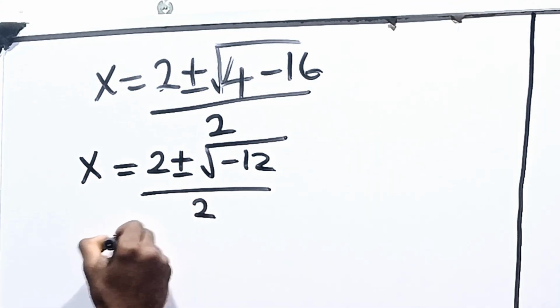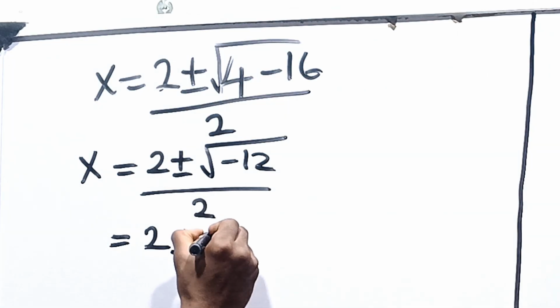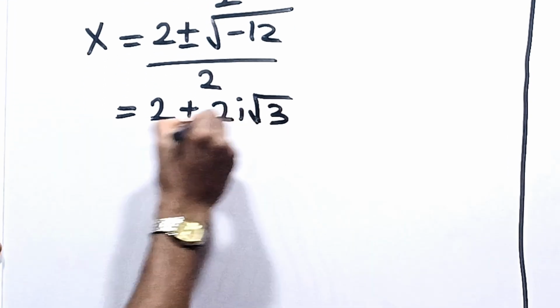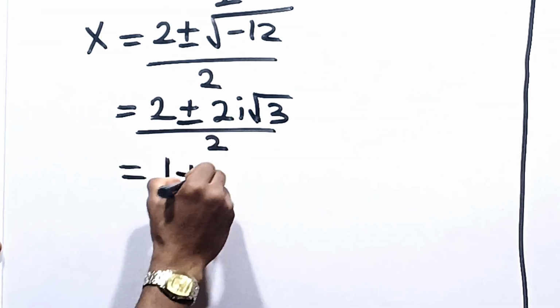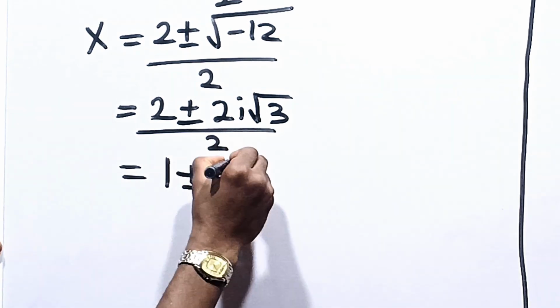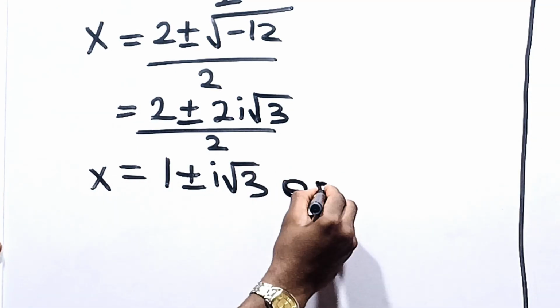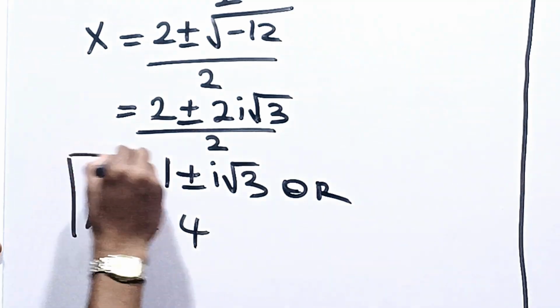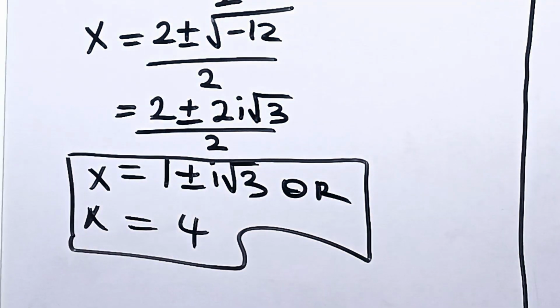From here, x is equal to 2 plus or minus the root of negative 12, which is the same thing as 2i root 3, all over 2. So we have that x is equal to 1 plus or minus i root 3, and this is our x. Or we had that x is equal to 4. So these are the first set of answers for x in this question. Now let's find the remaining set of answers for x.